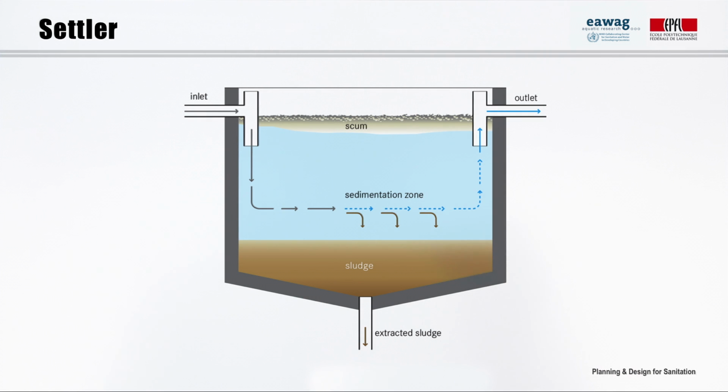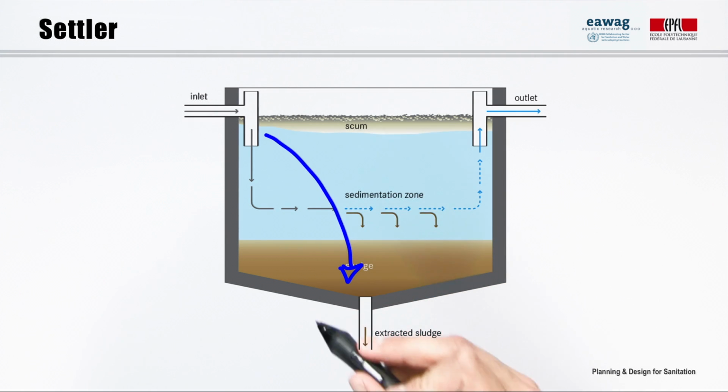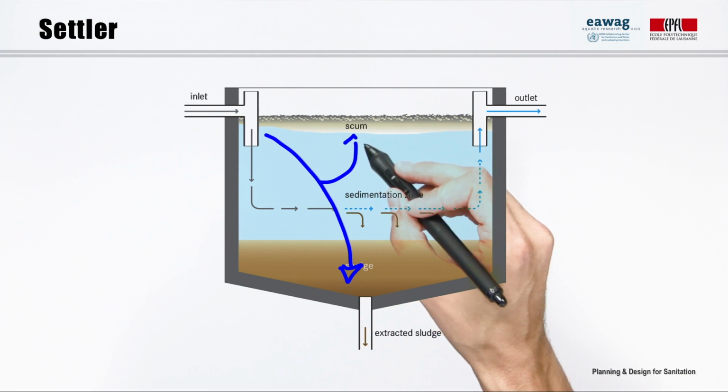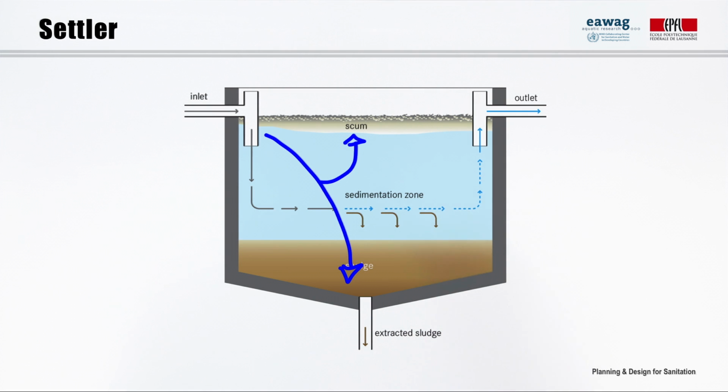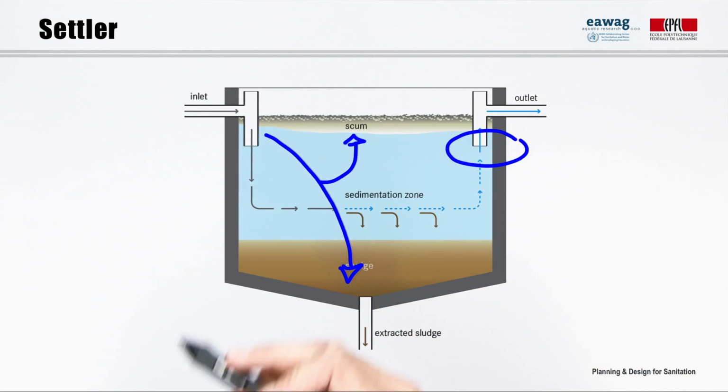The low flow velocity in the settler allows settleable particles to sink to the bottom, while the lighter constituent will float to the surface, forming the scum. The outlet is placed between these two layers in order to collect the settled effluent. A settler may be also called a sedimentation or settling tank, or in conventional treatment plants, a clarifier.